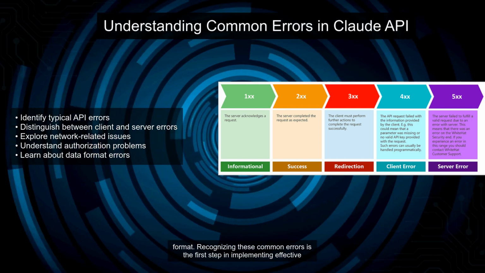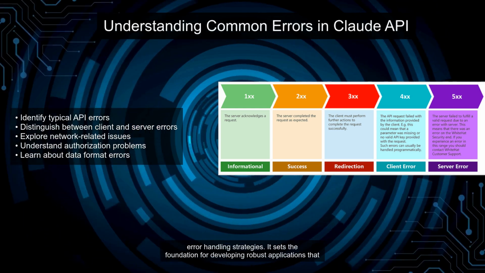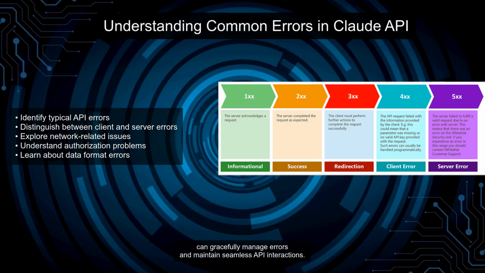Recognizing these common errors is the first step in implementing effective error handling strategies. It sets the foundation for developing robust applications that can gracefully manage errors and maintain seamless API interactions.